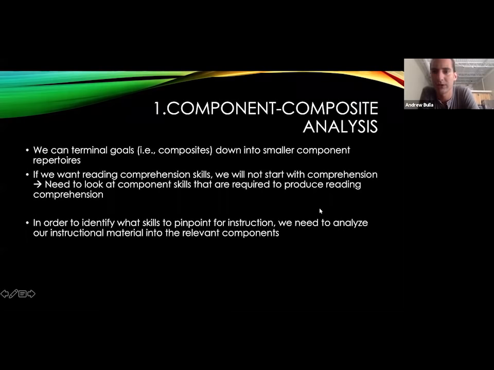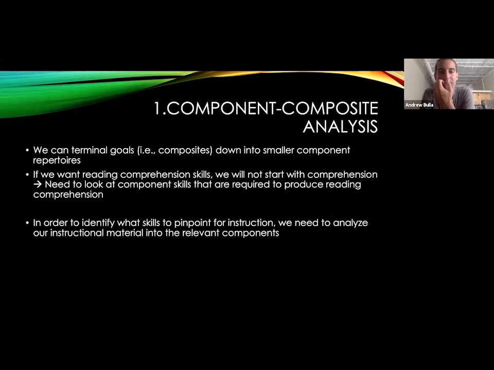So let's jump into component composite analysis. So when we have our goal of what we want to teach, we then can break that down into specific component repertoires that we need to establish. So we think of those terminal goals or our composite skills, and we can break them down into those subcomponents. So for example, if we want to teach reading comprehension skills, that might be our composite, right? To teach reading comprehension skills or a reading comprehension repertoire. However, we're not going to start with comprehension. We need to look at the component skills that are required to produce reading comprehension.